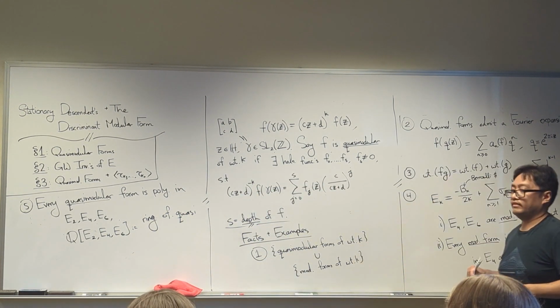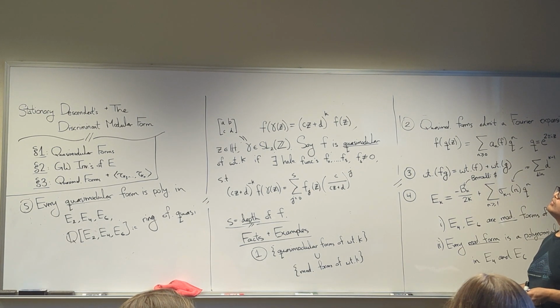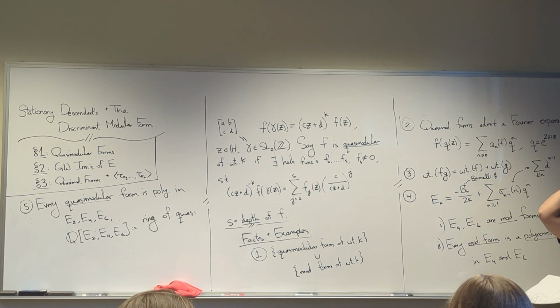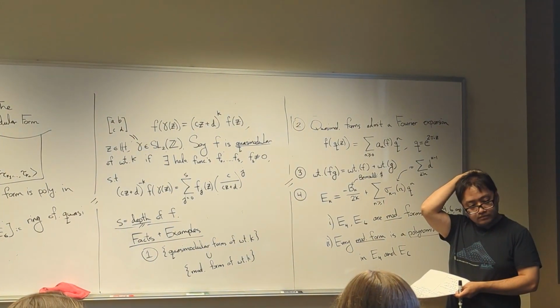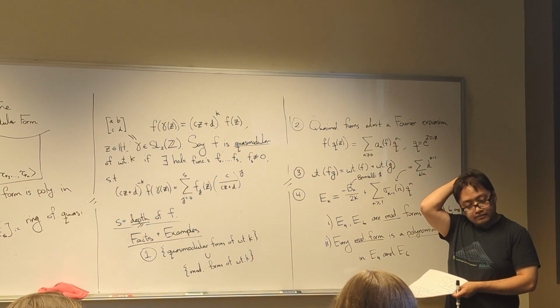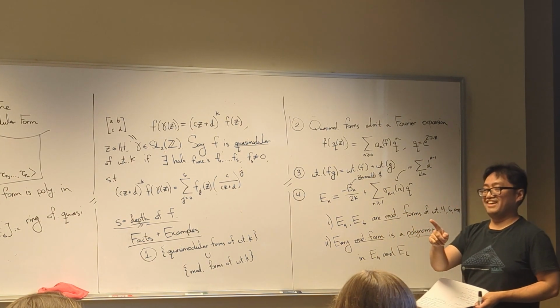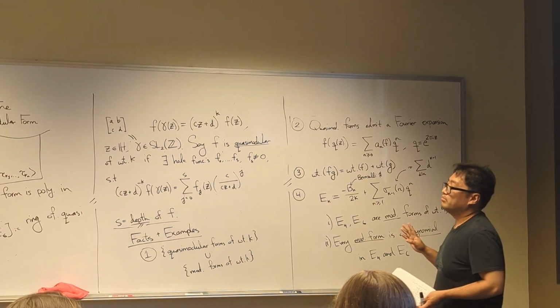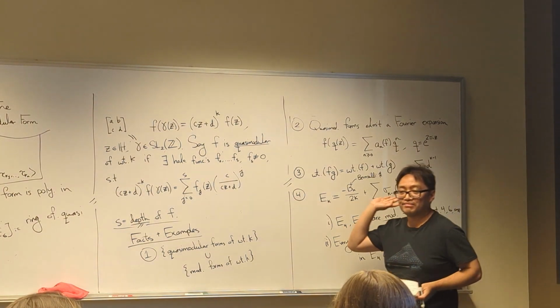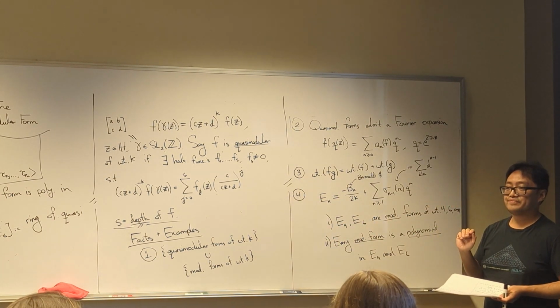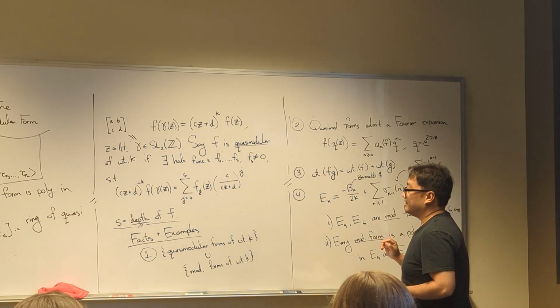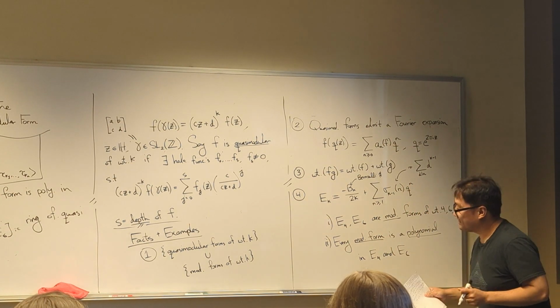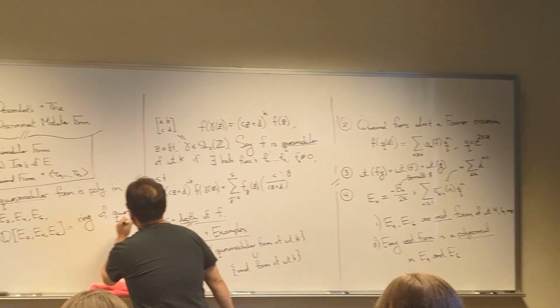Right, exactly. There are most definitely relations, but I don't care about the relations. I just wanted to declare this the ring of quasi-modular forms. Yes, there are most definitely relations, which I can't think of off the top of my head right now, but there are relations.